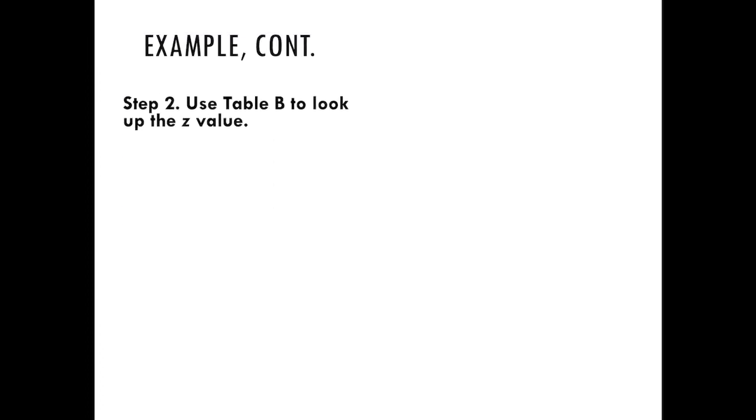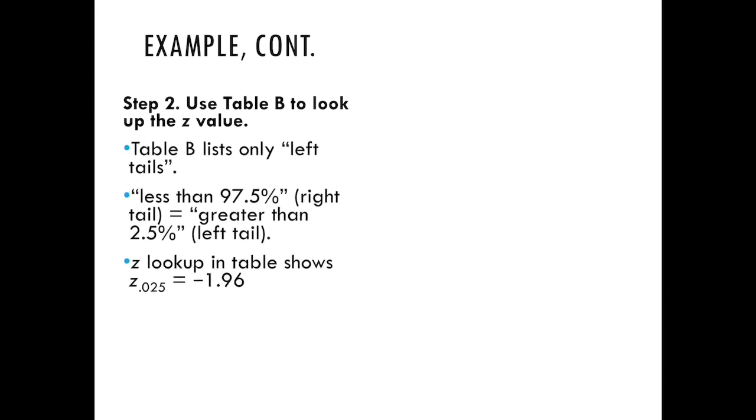So here our example continues. Step 2, we're now going to use table B to look up the z value. Remember, we're using our z percentile here. So we're using our z percentile of 0.025, because we want to find the gestational lengths that are greater than 97.5%. So we're looking for the bottom 2.5% here.